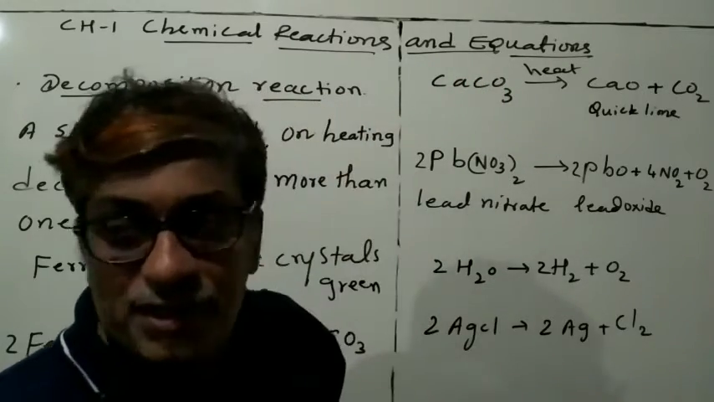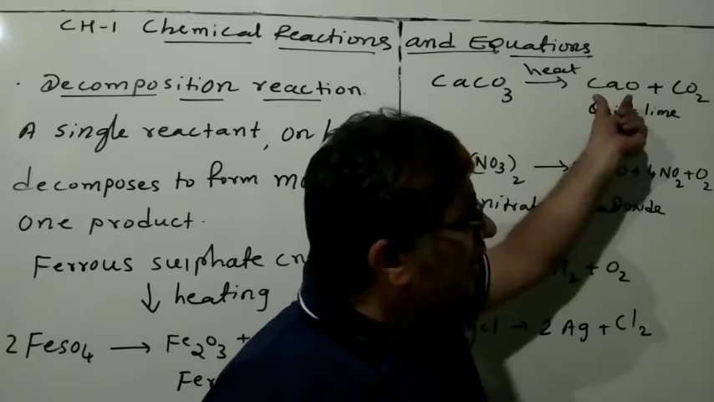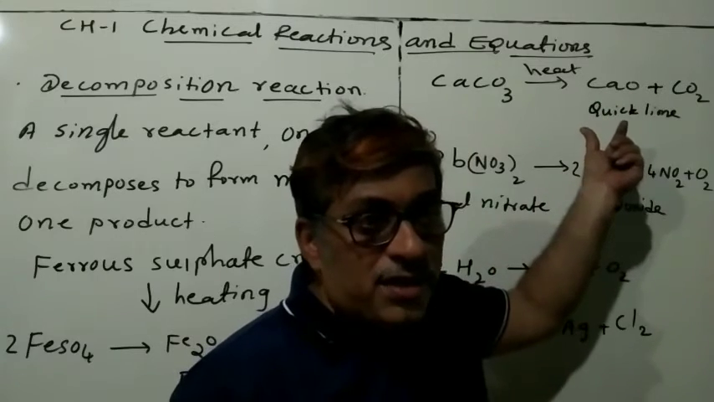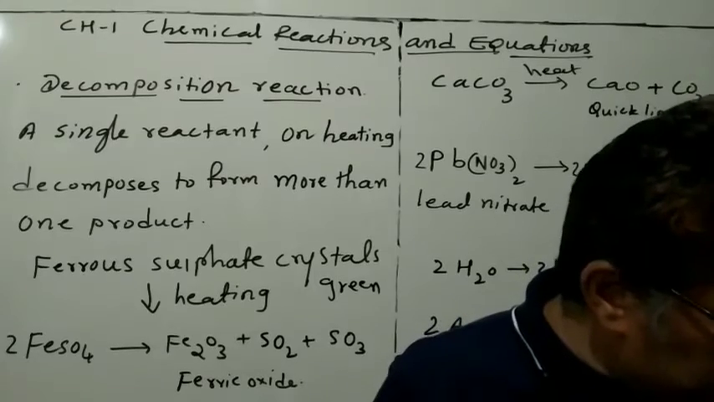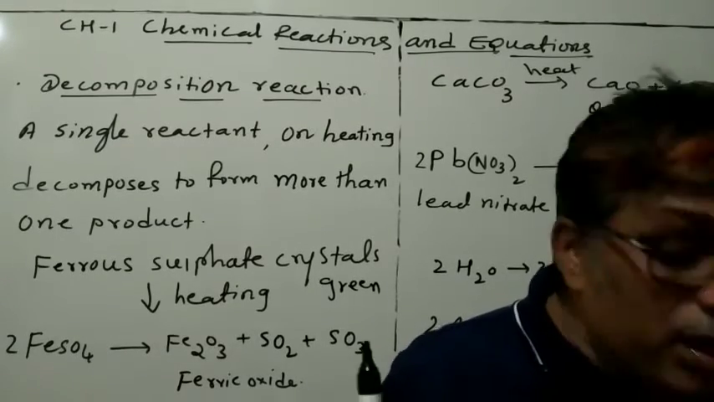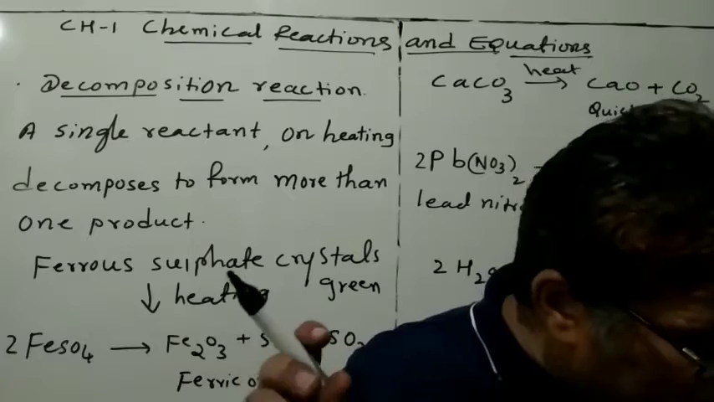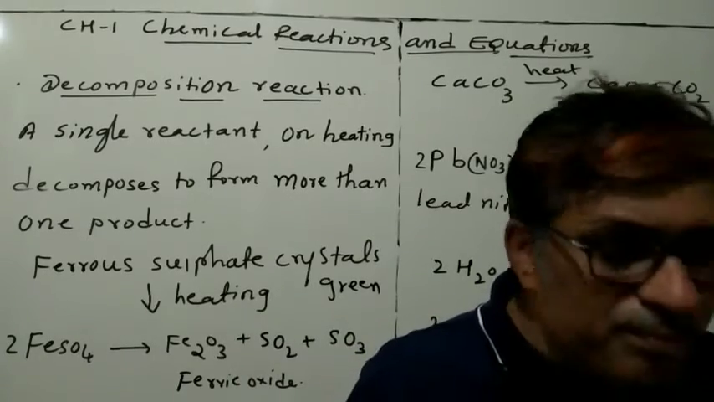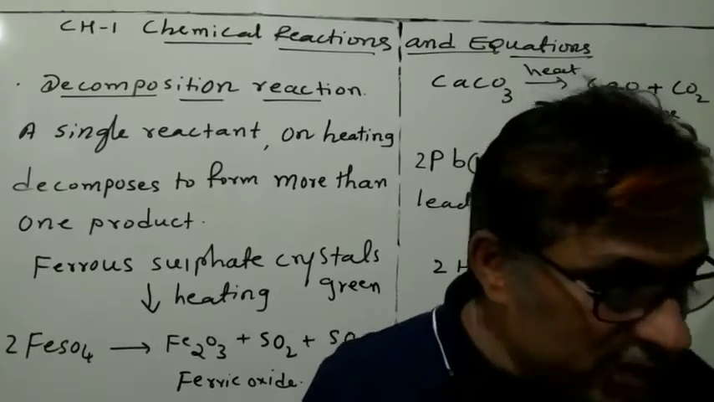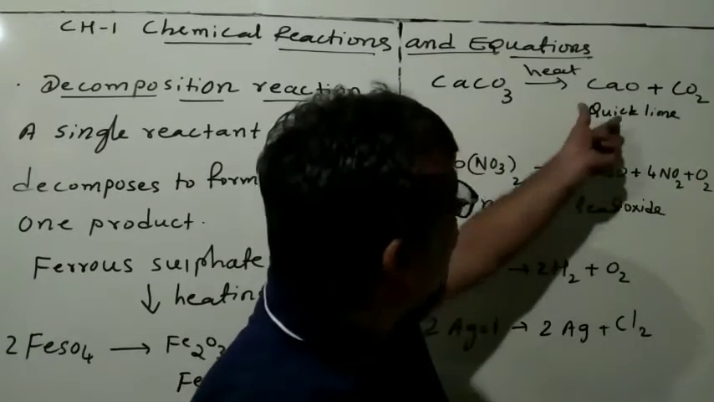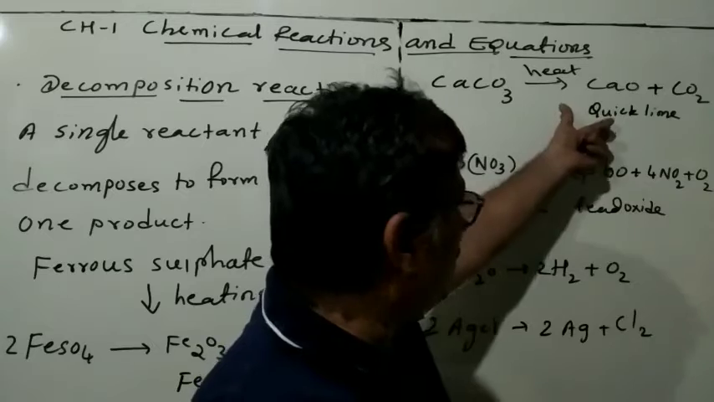of decomposition reaction. Here, this calcium oxide is formed. It is used in the manufacture of cement. This calcium oxide is called lime or quicklime, and it has many uses in the industries. One of the uses is the manufacture of cement.